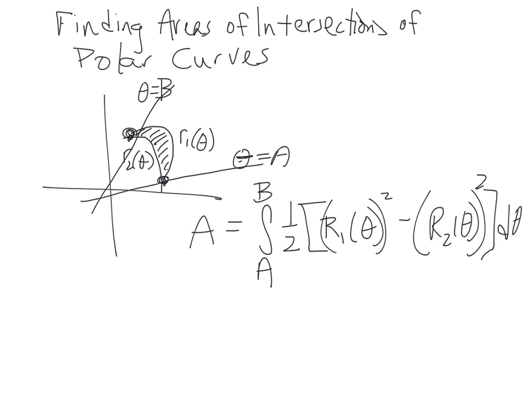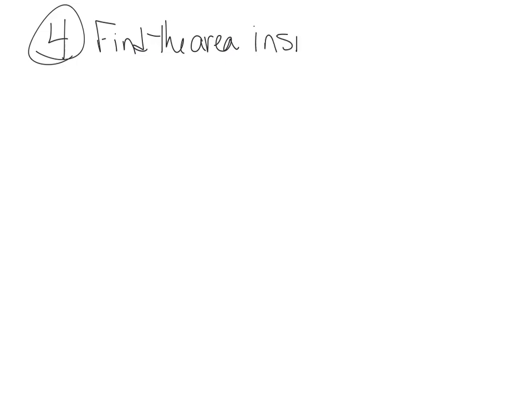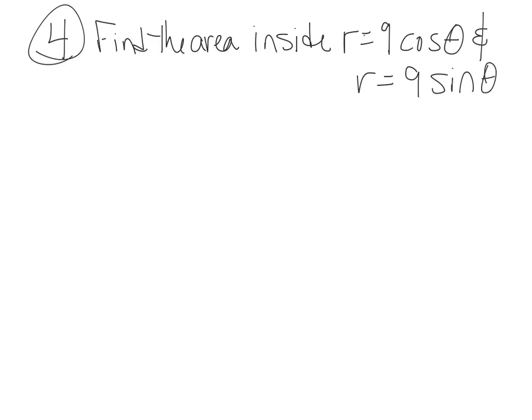All right, so this is another note card. So example 4, we're going to find the area inside r equals 9 cosine theta and r equals 9 sine theta. So that's going to be like the overlap of these two.